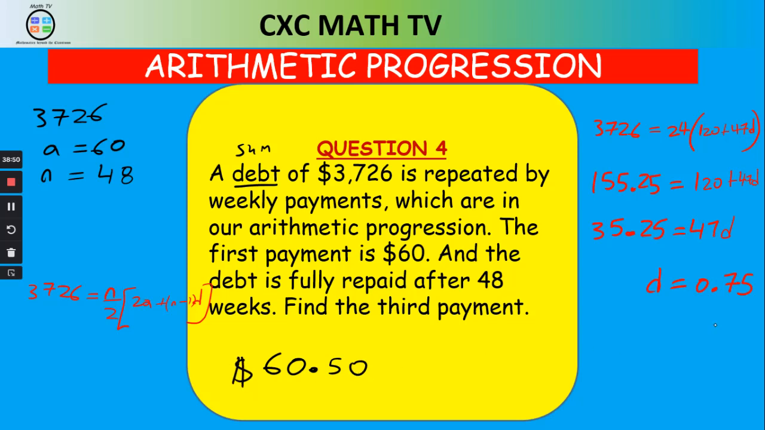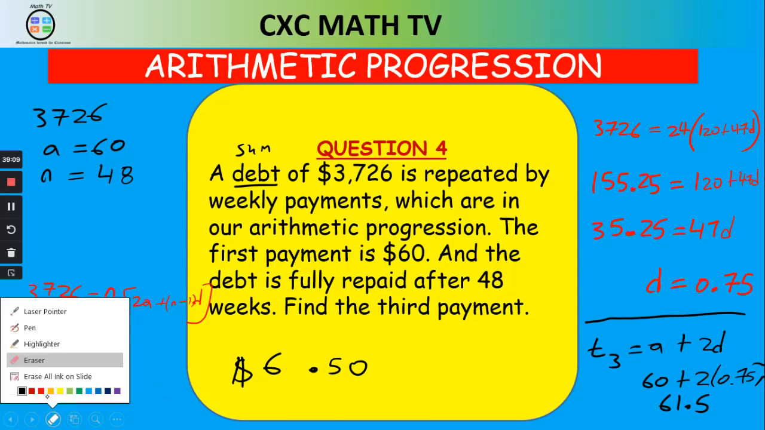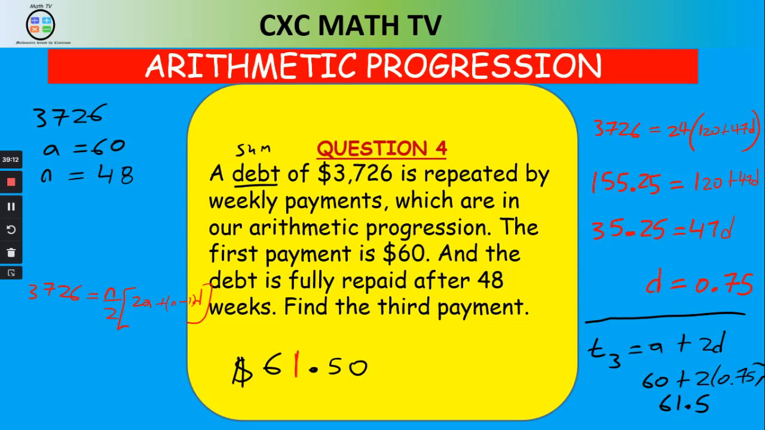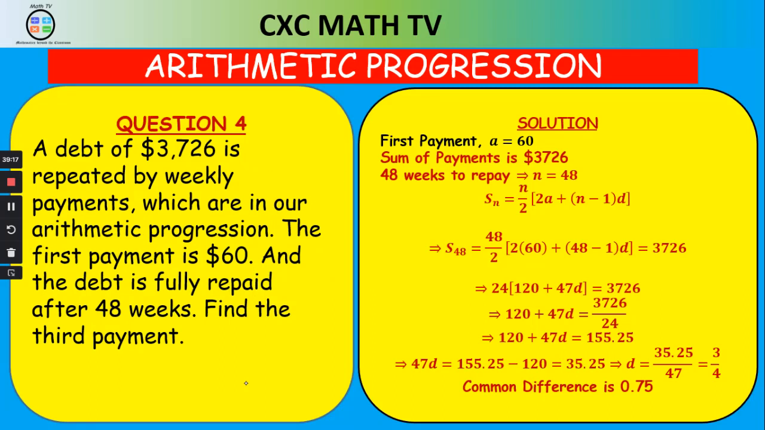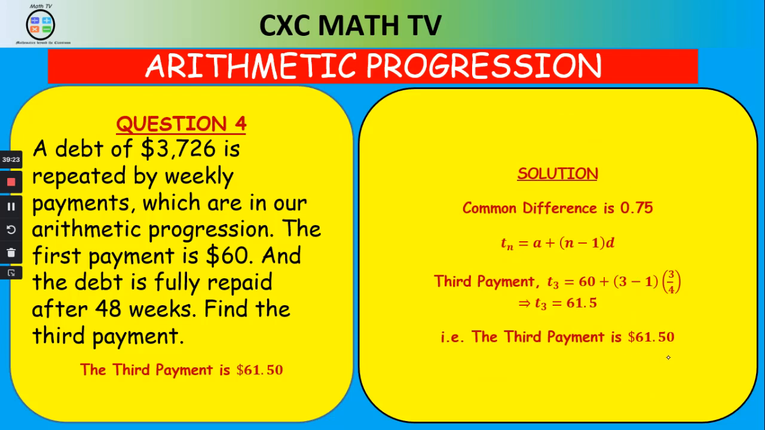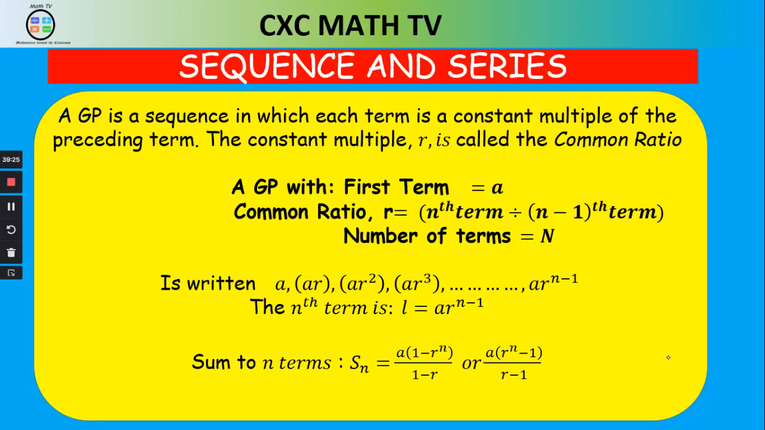$61.50. And if you didn't want to use that, what you could say is T3 is a plus 2d. So it's 60 plus 2 times 0.75, which is 61.5. Oh, I made an addition error. 61.5. That's it. Just to show you the typed out solution. Here it is. First payment. Set up your sum equation. Third payment. That's it.